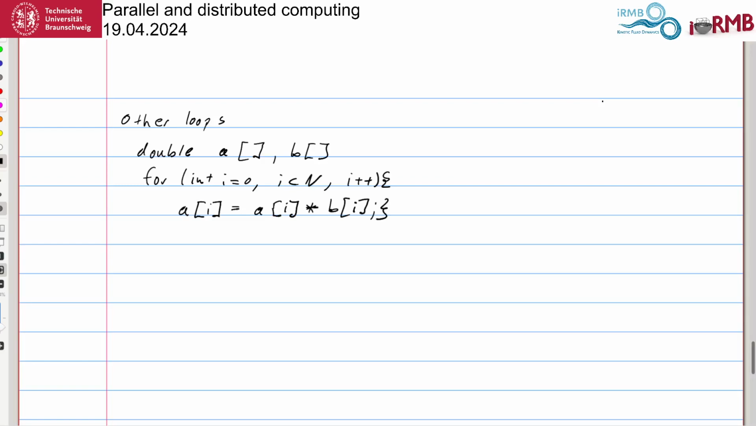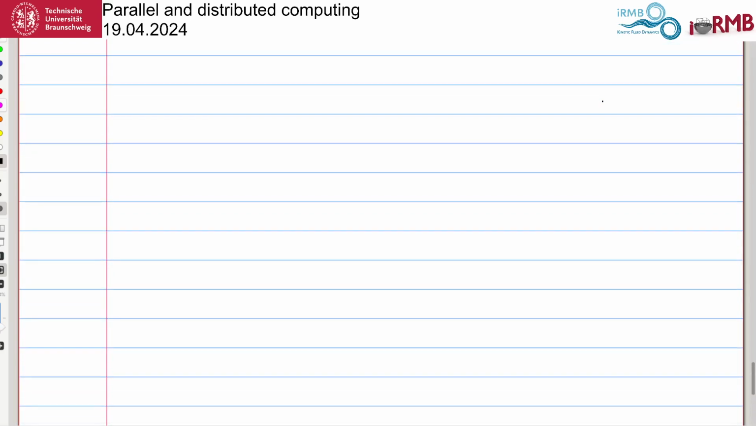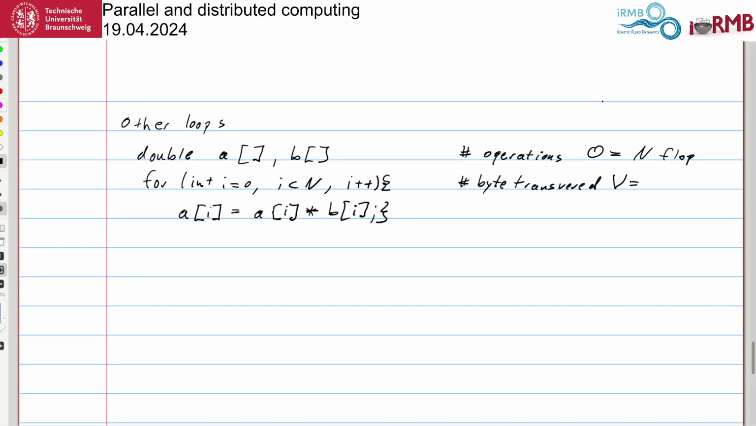So, question: number of operations O. How many operations do we have? N. So we have N flops. Then we have bytes transferred, this is what we call V. So how many bytes do we transfer here? 2n. So now what are you counting? Which are you counting?